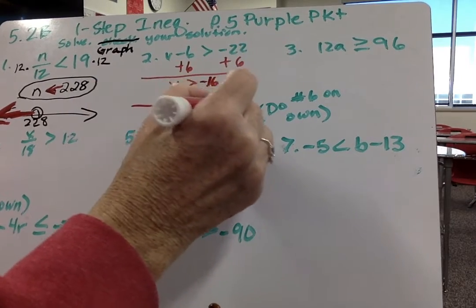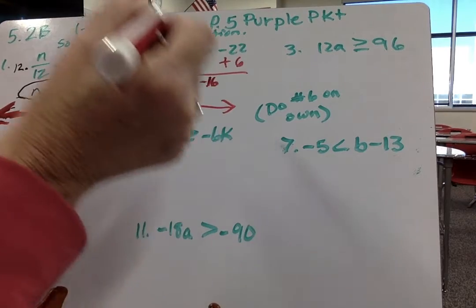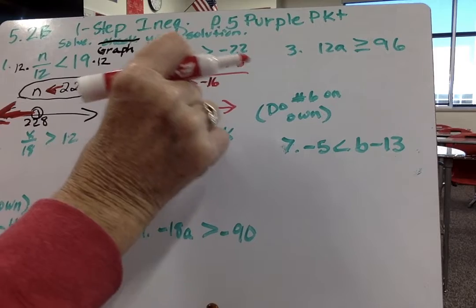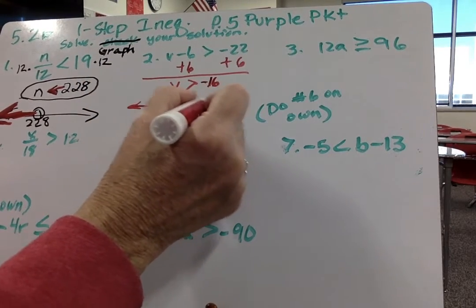Okay. We draw our number line. Negative 16, open or closed dot? Open, because it's not or equal to, so it's an open dot at negative 16, shaded to the right.